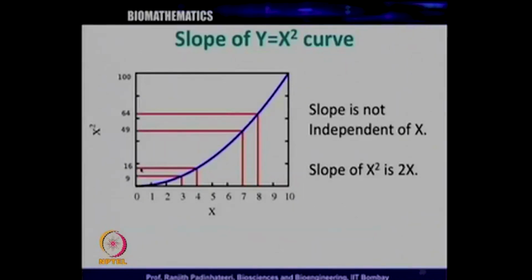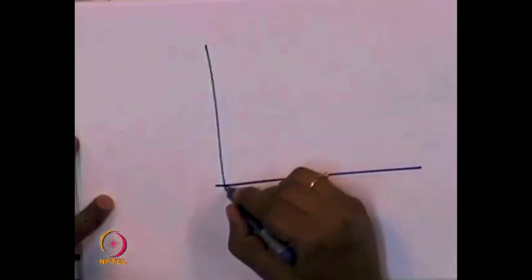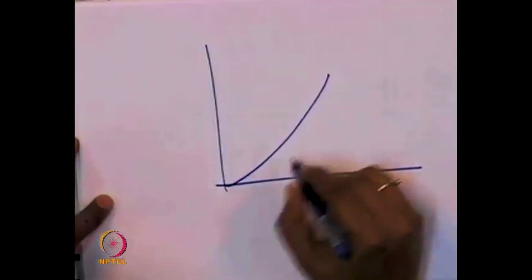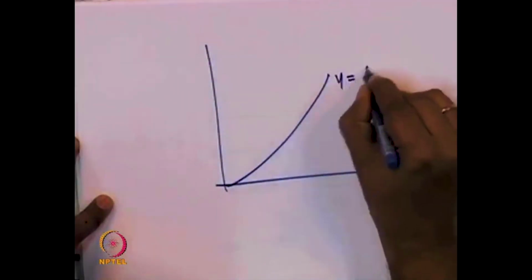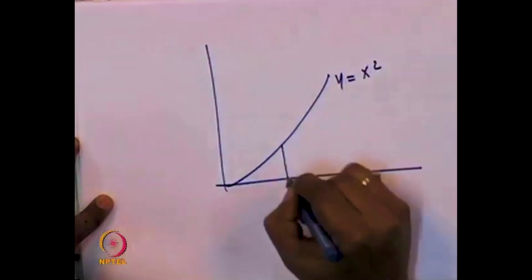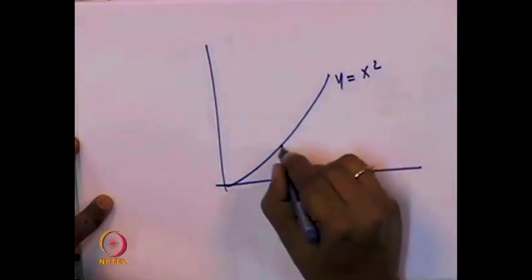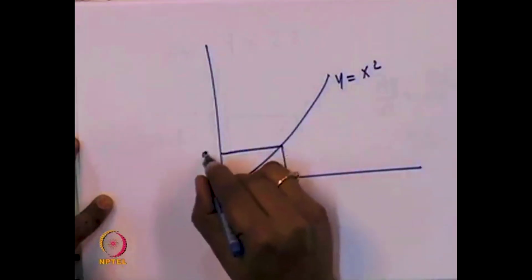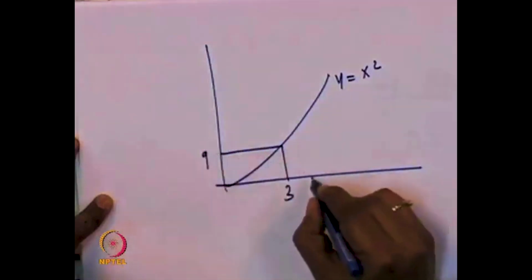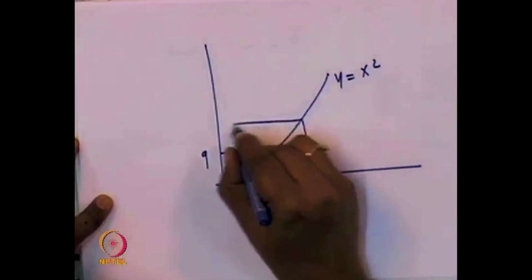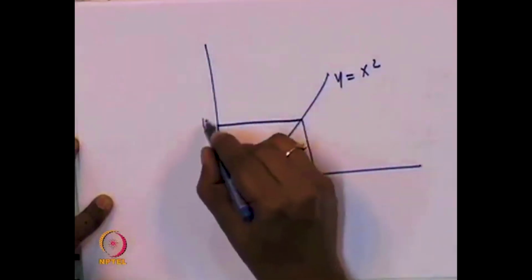Let us try and understand this. So, have a look at this. You have a curve which is y equal to x square. So, we have 3 here, the corresponding value is 9, 3 square, and if we have 4 here, the corresponding value is 16.